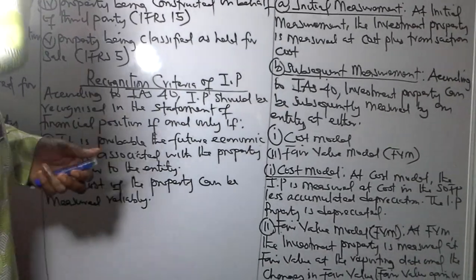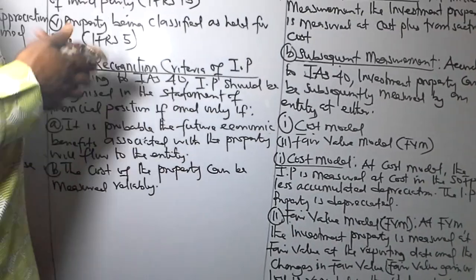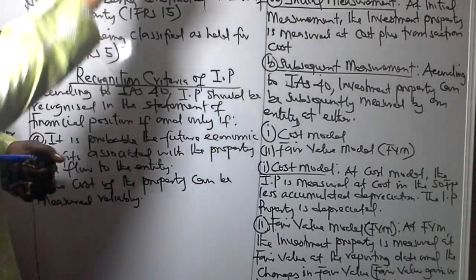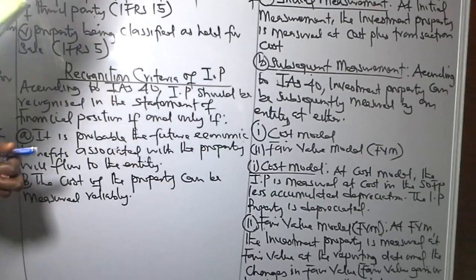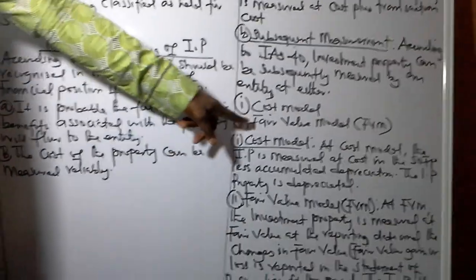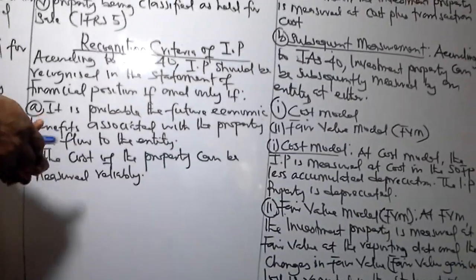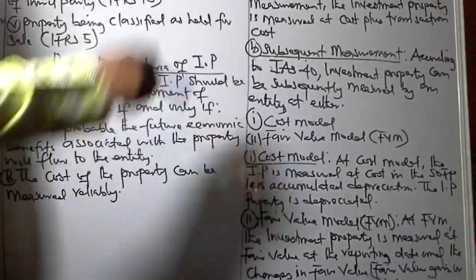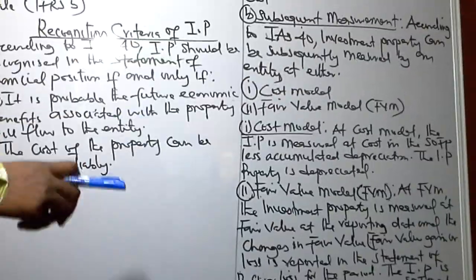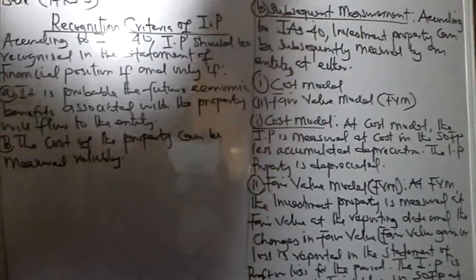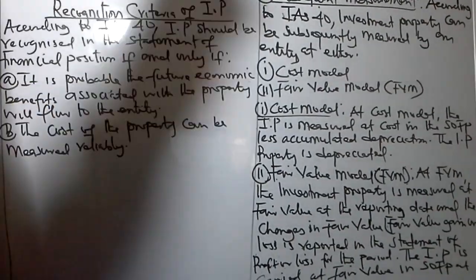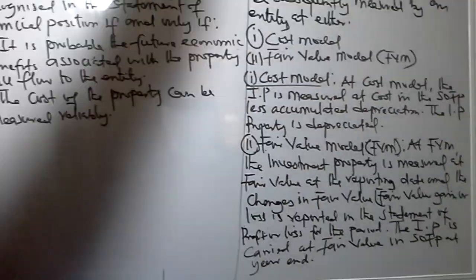According to IAS 40, investment property can be measured subsequently. That is, an entity can use any of these methods. One, cost model. Two, fair value model. Is that clear? Now, when your organization chooses cost model, it means that the investment property will be carried at cost, less accumulated depreciation and any impairment.